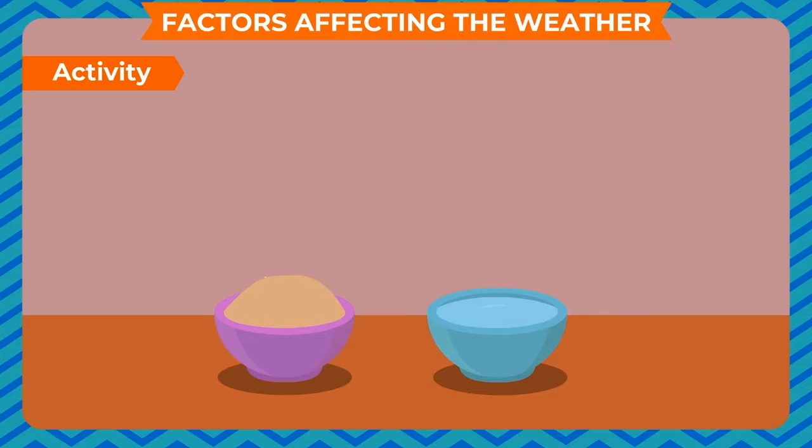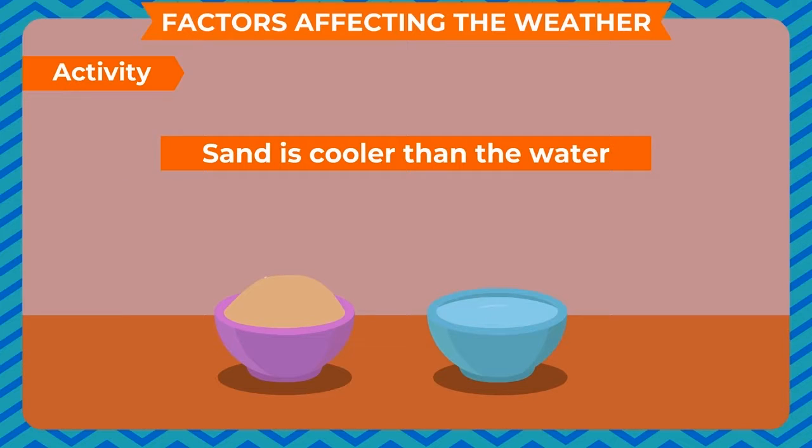Now, put both bowls in a shady room for 1 hour. Now, you will find that the sand is cooler than the water. It shows that the sand heats up faster than the water during the day and cools faster than the water in the absence of sunlight.